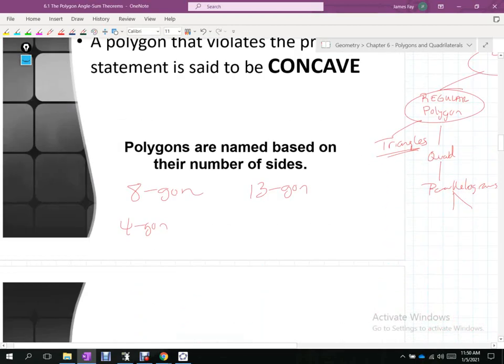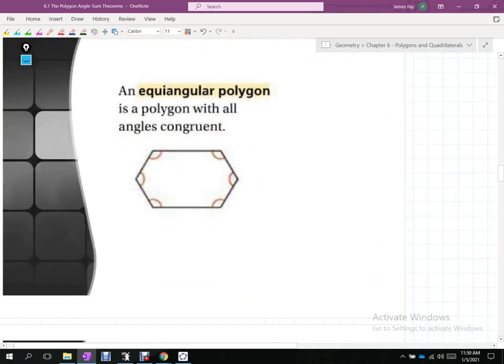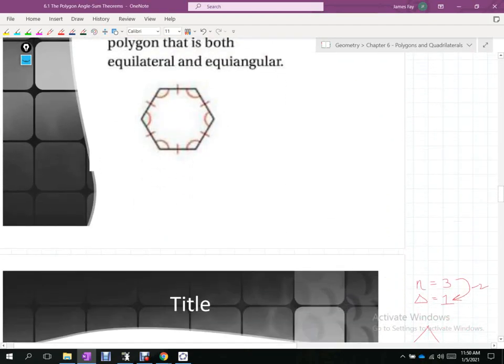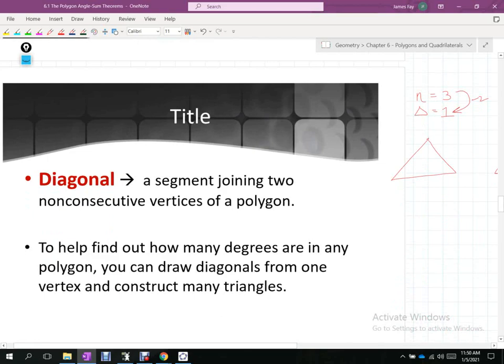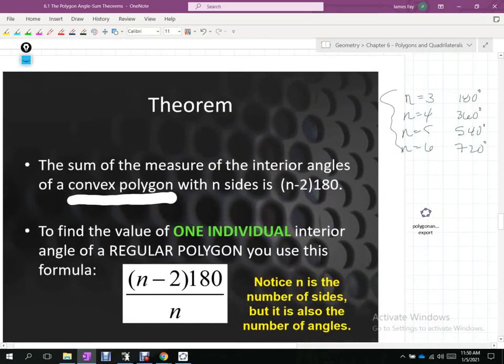A lot of our theorems and definitions and formulas are going to require convex, okay? So you're going to see, like this theorem here, we talked about yesterday, finding the sum of the interior angles of a convex polygon is n minus 2 times 180, okay? Not necessarily the same when we deal with a concave polygon.